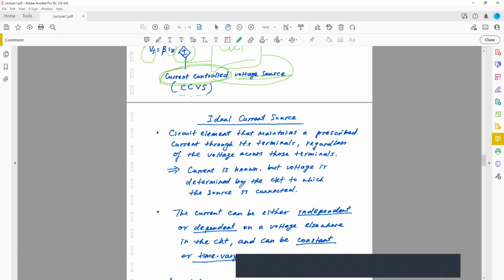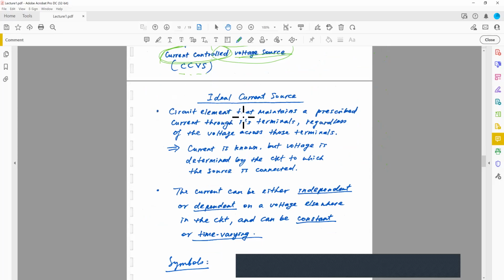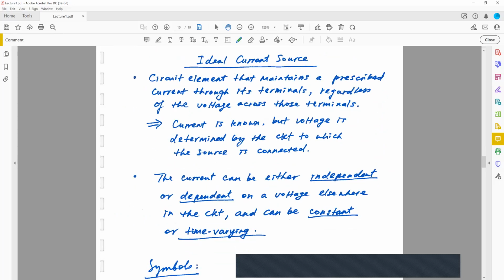Okay, so the dual of an ideal voltage source is an ideal current source, right? So in this case, I have my current source like this. So this is I, right? So I'm going to use, let's say, 10 amp. You can use 100 or 5, doesn't matter. So I'm going to use 10 here.